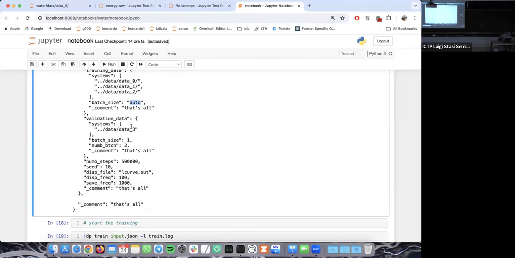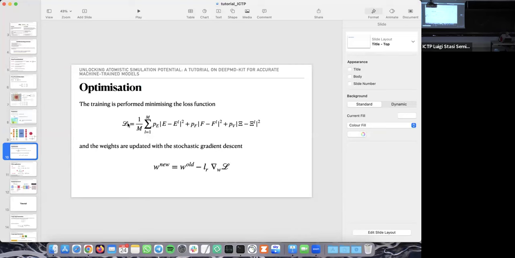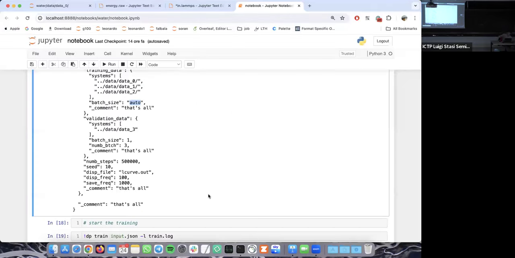What is the batch size? The batch size. If you go there, the loss function is not computed on the whole dataset, and here you control on how many frames you are computing it, and this is selected automatically. But basically, if your system has more than 32 times 3 forces to train for each frame, then you do not need more than one batch, because you already have a lot of data in one frame.